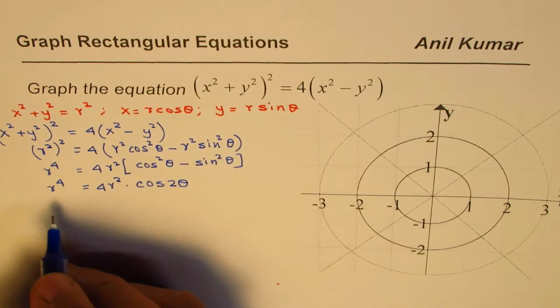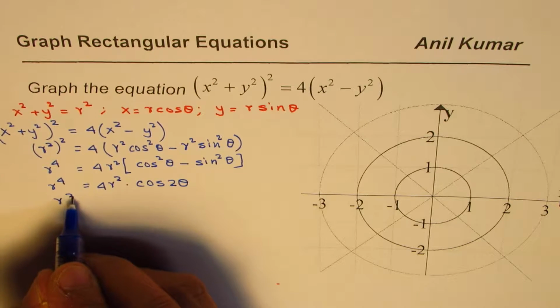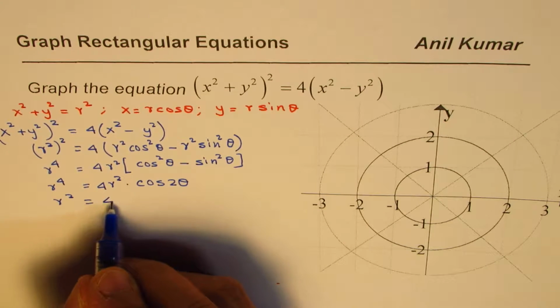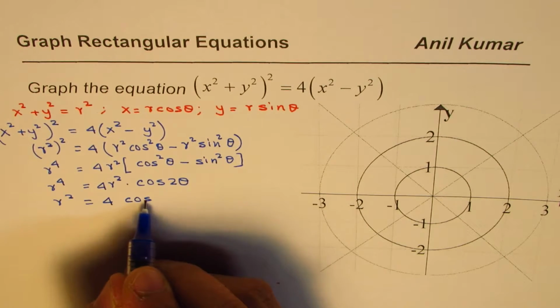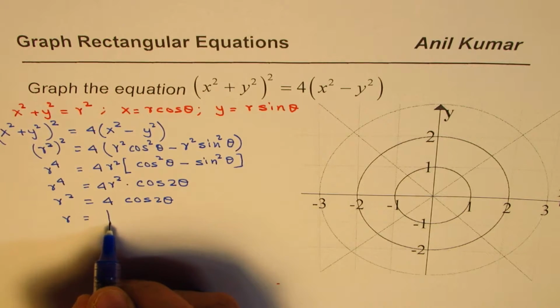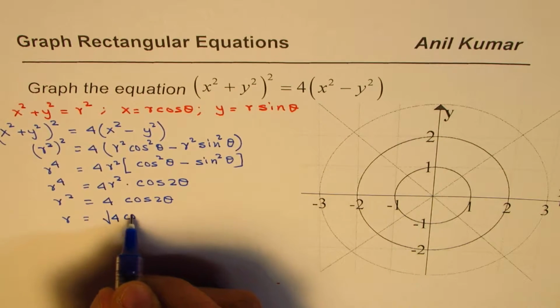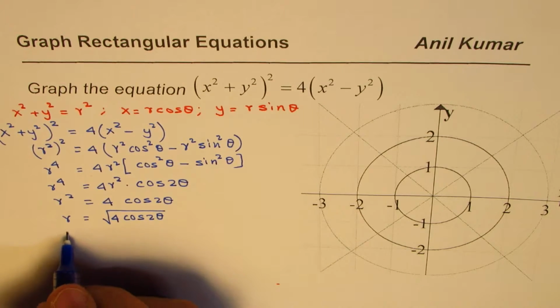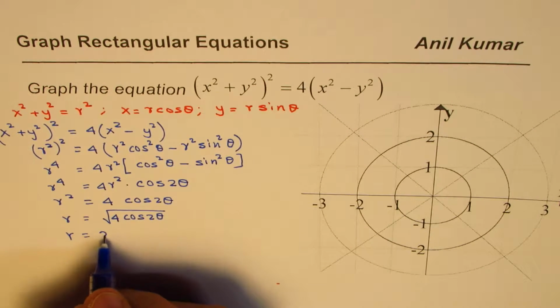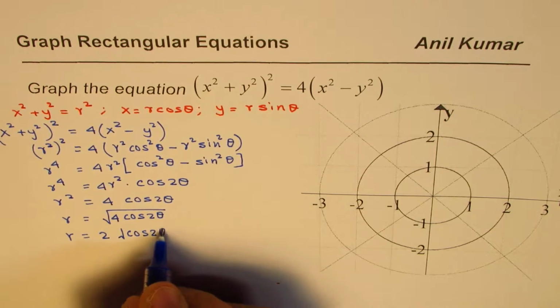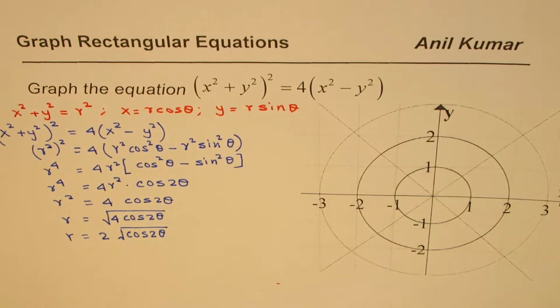Now dividing by r², we get r² = 4 cos 2θ, and r will be equal to the square root of 4 cos 2θ, that is, square root of 4 is 2, so r = 2√(cos 2θ). So that is the polar equation of the given rectangular equation, right?